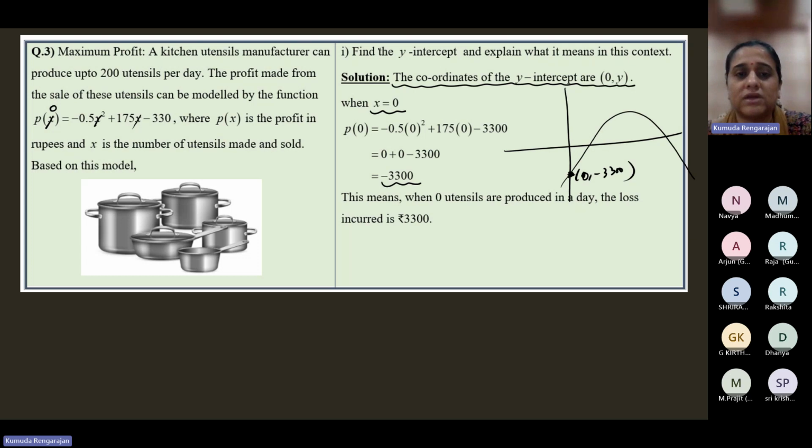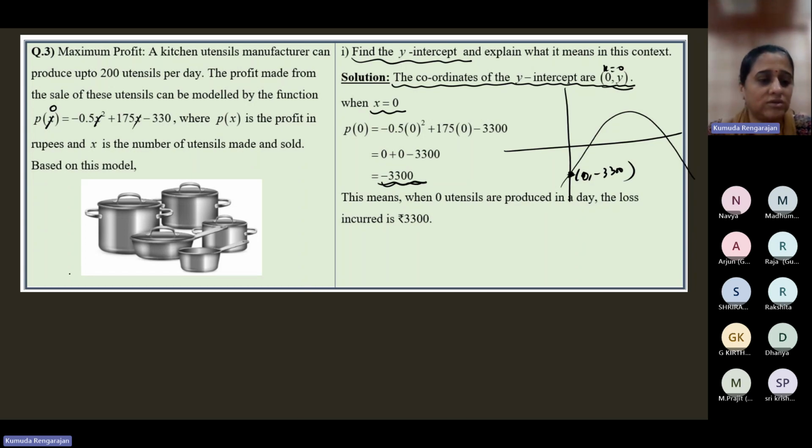So I'll read the question again for you. Find the y-intercept. The y-intercept is the point where the parabola cuts the y-axis, and where it cuts the y-axis, the coordinates will be (0, y). So in (0, y), x is 0. So when x is 0, y is minus 3,300.